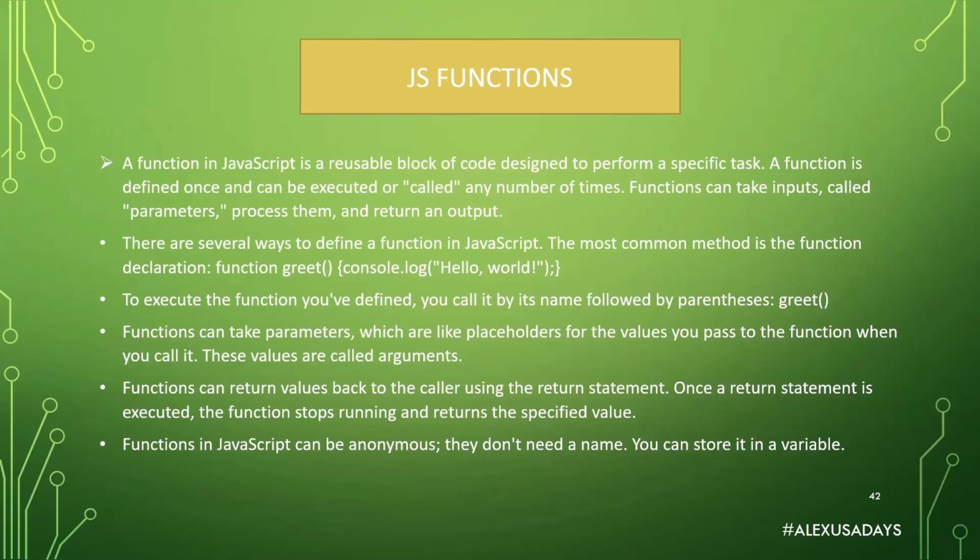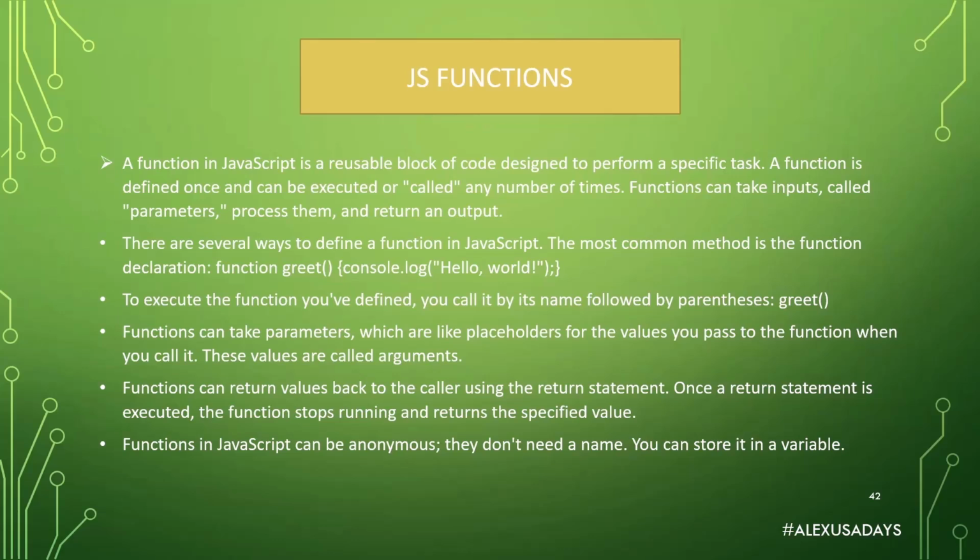To execute the function you've defined, you call it by its name, followed by parentheses. For example, I declared function greet, and then I want to call it. I just have to have the function name with parentheses to get it called. Functions can take parameters, which are like placeholders for the values you pass to the function when you call it. These values are called arguments. Functions can return values back to the caller using the return statement. Once the return statement is executed, the function stops running and returns the specified value.